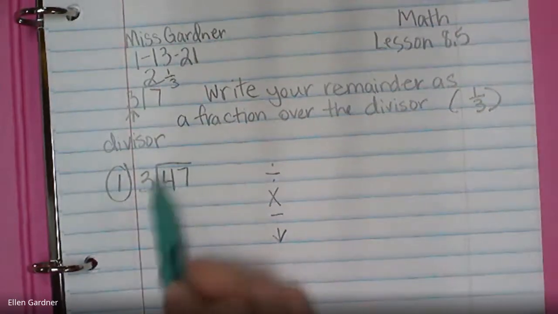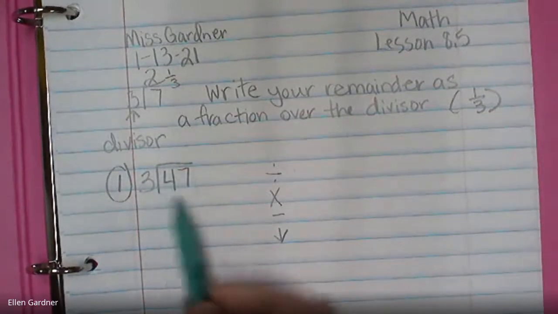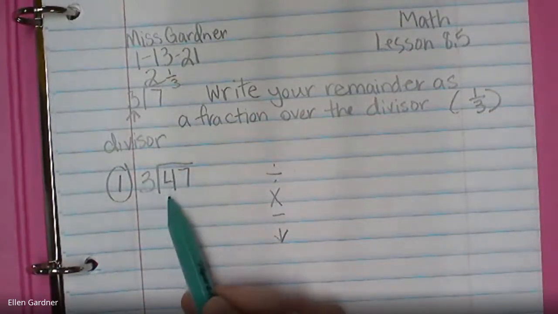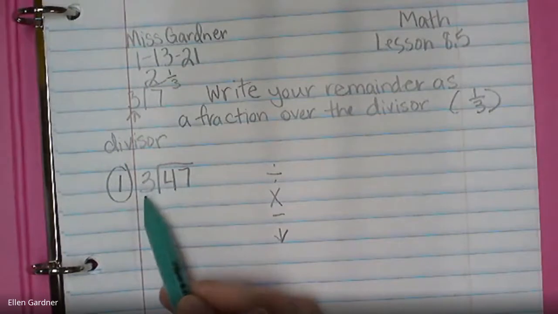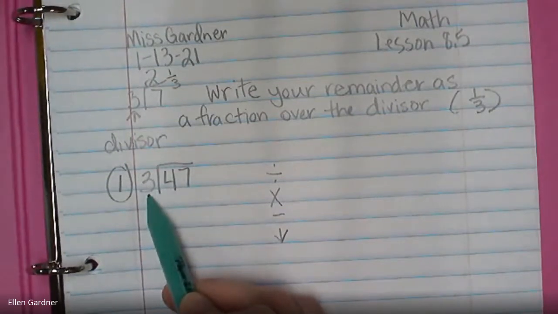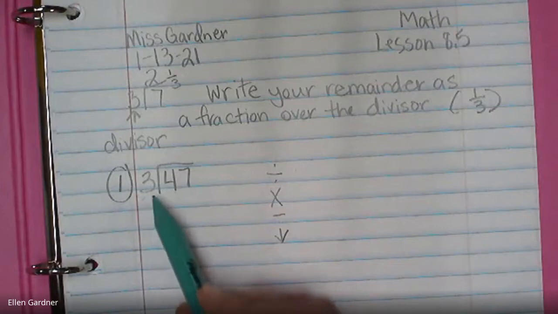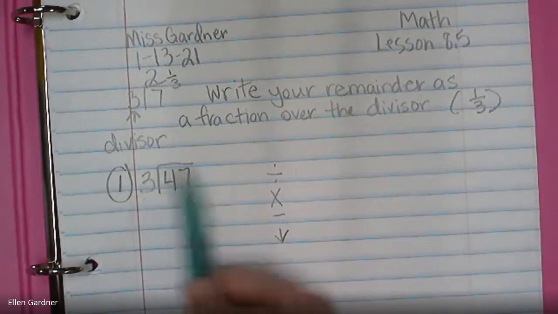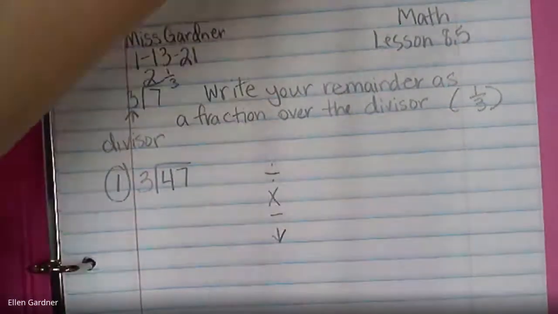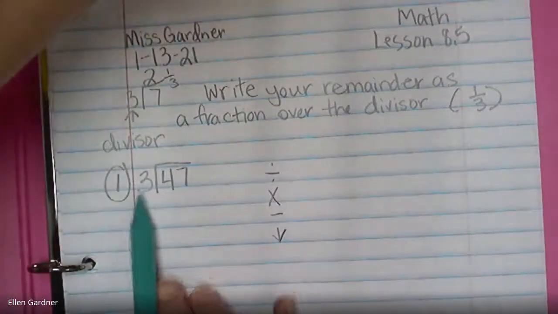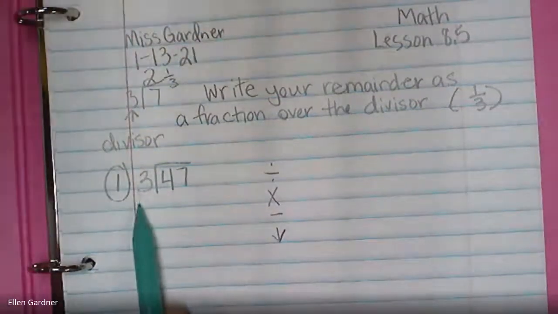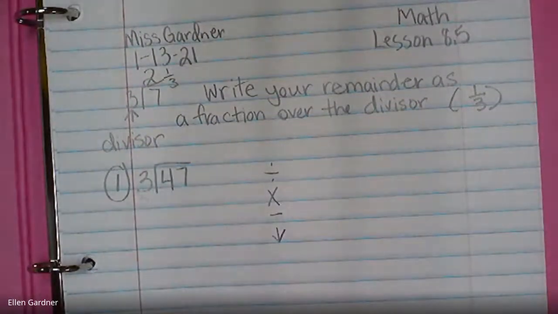Remember that this number inside the box is our total amount that we're dividing. And we always divide by this number on the outside called the divisor. So this is always what we are dividing by. We're dividing 47 into 3 groups. That's the number of groups here on the side. And our answer always goes on the top.